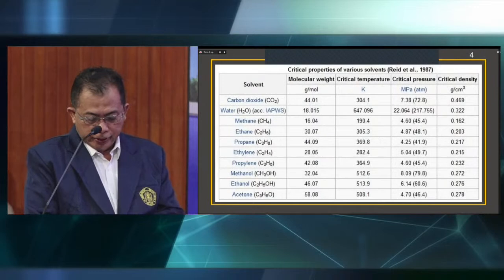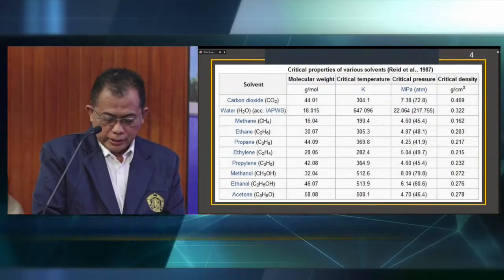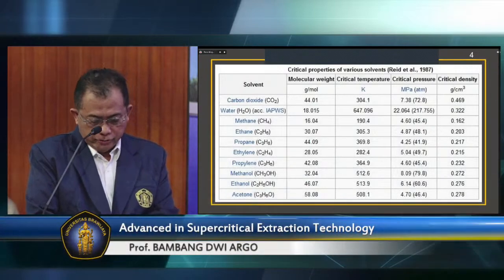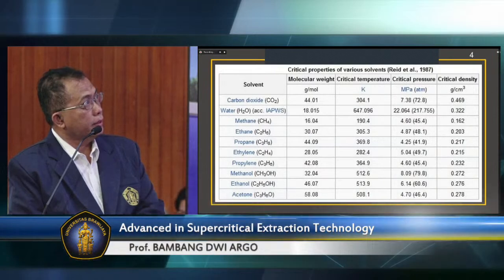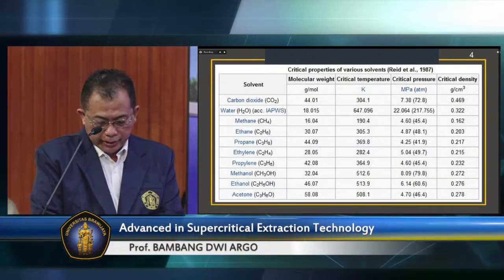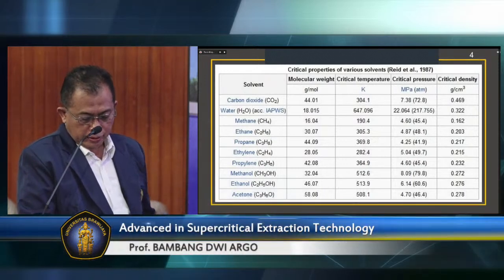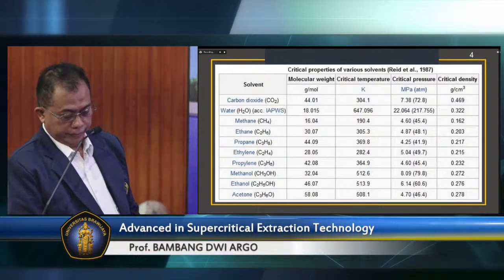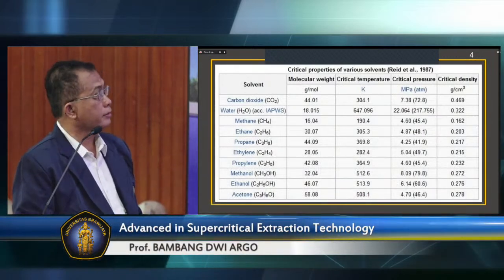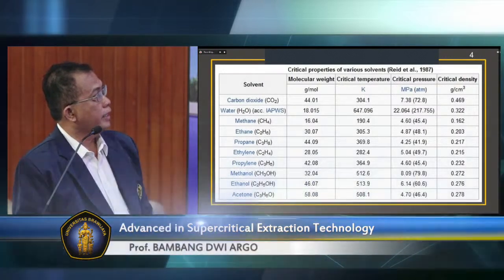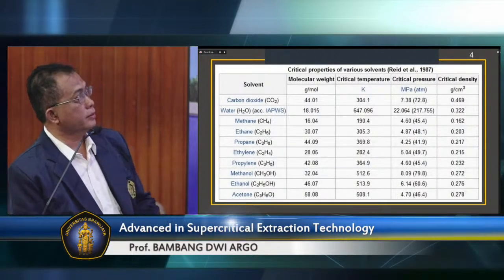Dear participants, in the following table, we can see some examples of solvents along with the values of molecular weight, critical temperature, critical pressure, and critical density. From this table, we can see that the critical temperature of the solvent varies greatly. Methane is the lowest, for example, and water is the highest for the critical temperature.